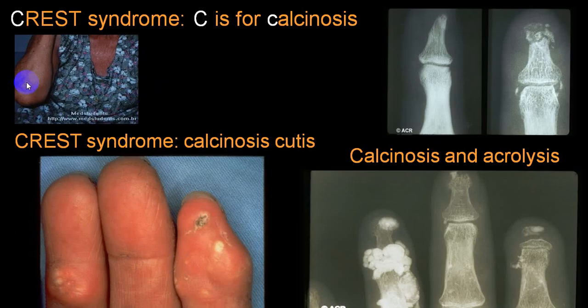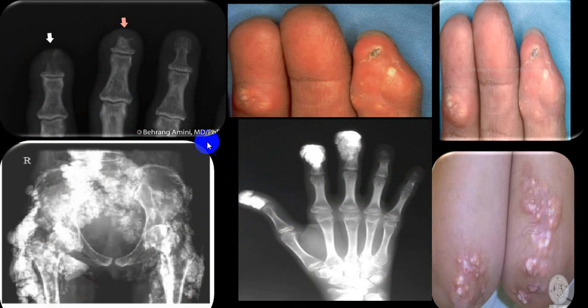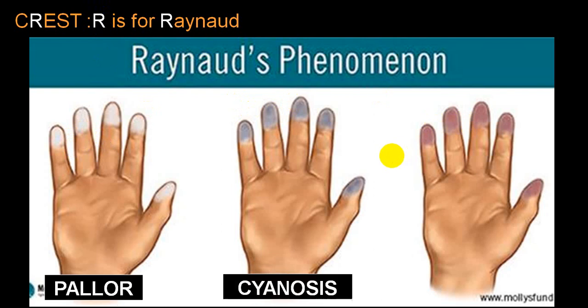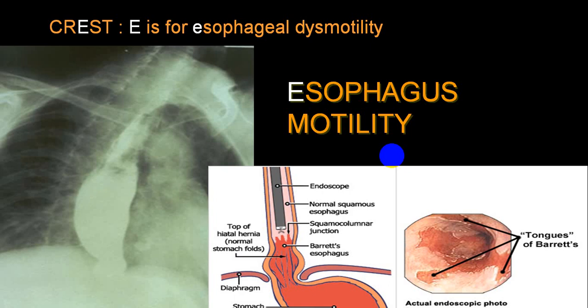This is calcinosis cutis. This is calcinosis with acrolysis. You can see this is calcinosis and this is acrolysis. This is calcinosis cutis, typical. And on an X-ray you can see calcinosis cutis, and you can have acrolysis. R for Raynaud's phenomenon: pallor, cyanosis, followed by redness.